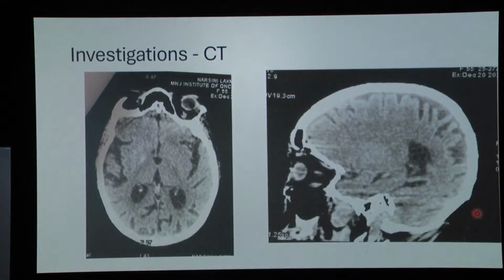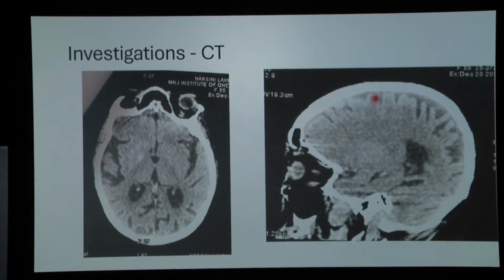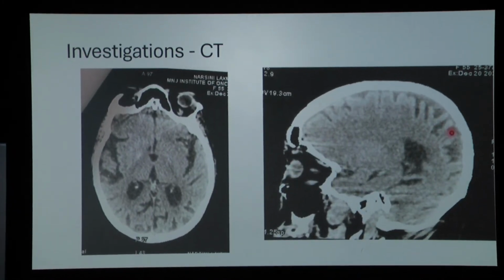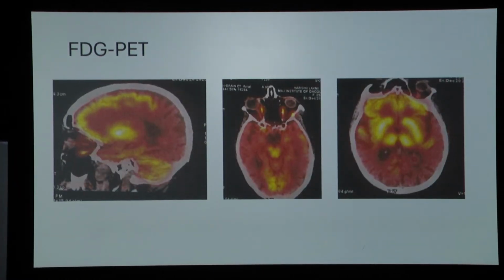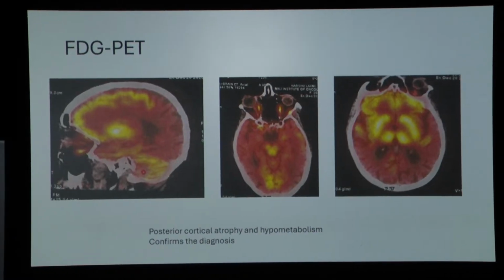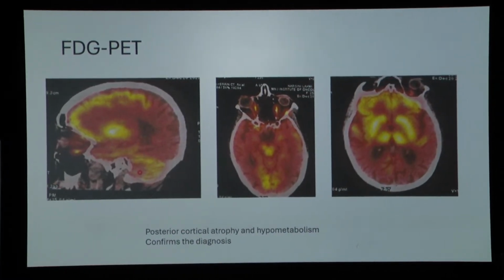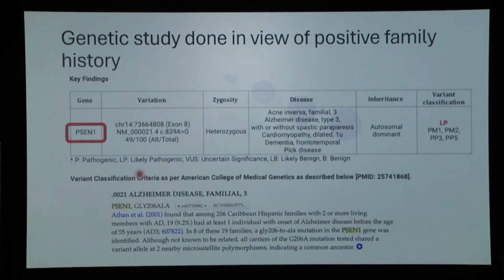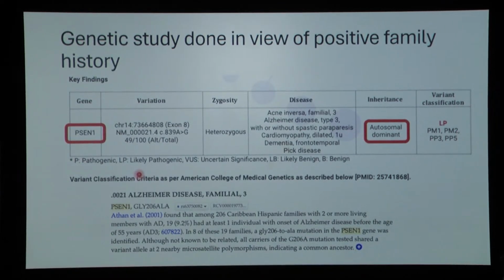So we proceeded with CT. It was showing, in the sagittal section, gross posterior atrophy. And FDG PET scan was also showing posterior hypometabolism. So this confirms the diagnosis of posterior cortical atrophy. For positive family history, we have done a genetic study and it was showing presenilin 1 mutation, autosomal dominant.